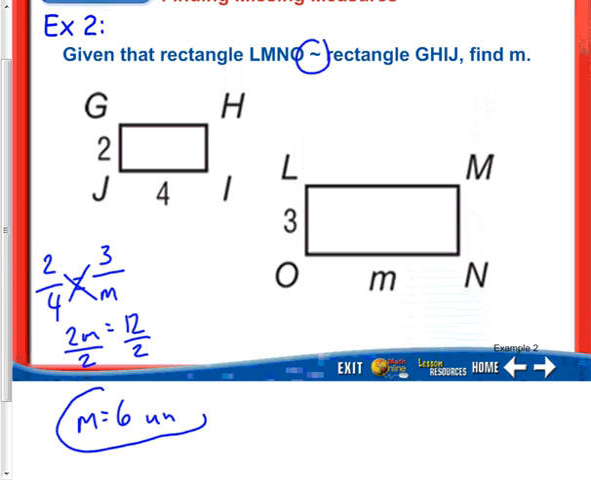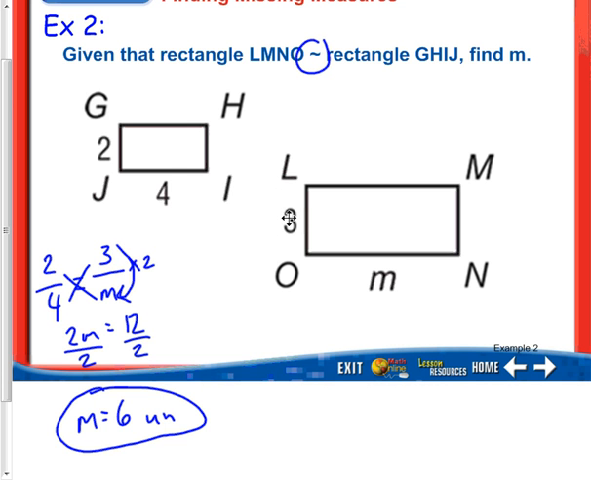Also, you can see that the relationship here from 2 to 4, well, that doubled. So you could have figured, well, I just need to multiply this by 2 to go from here to here. And so you could have noticed that as well. But just as long as you show me this work right here.